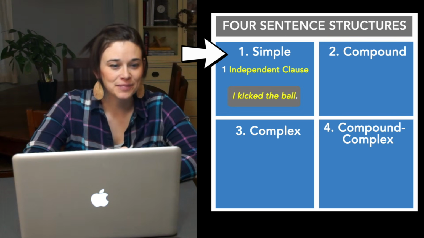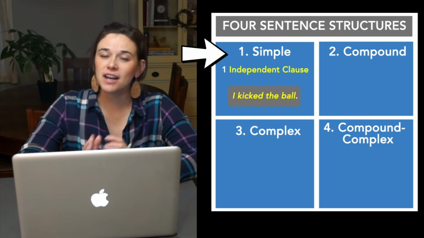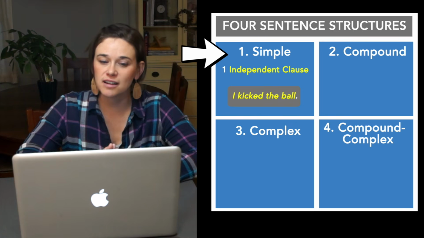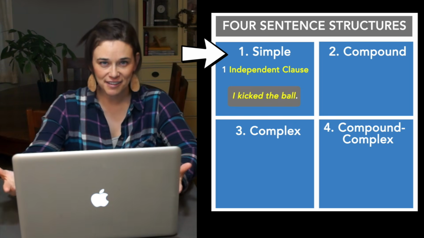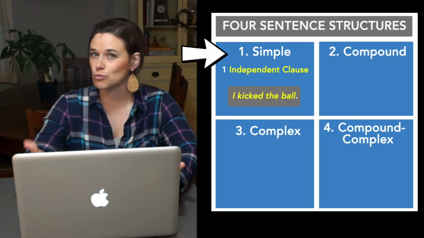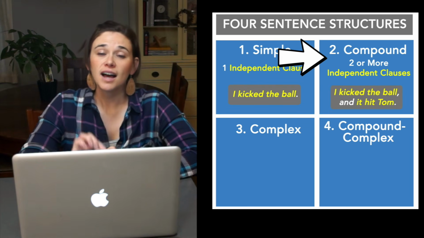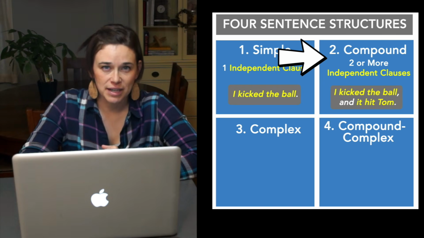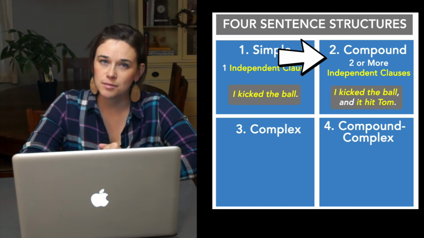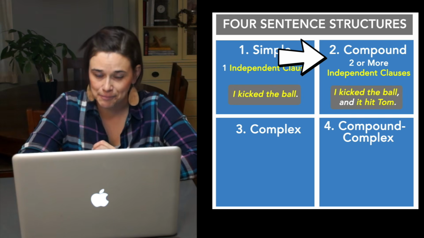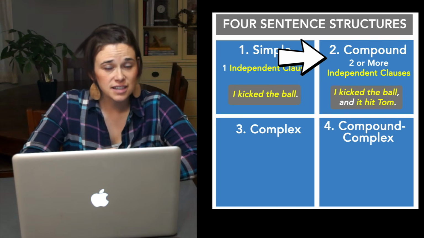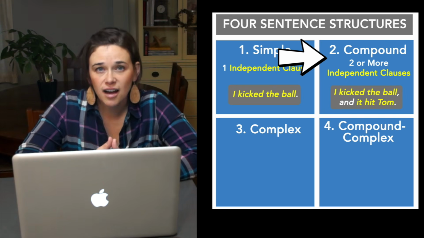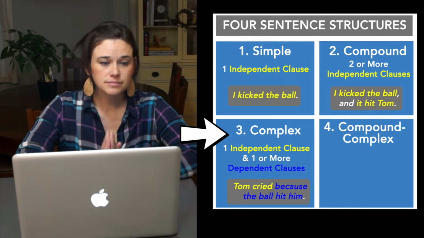Let's check it out. Simple sentences are made of just one independent clause. "I kicked the ball" is a simple sentence. It has one independent clause. Compound sentences are made up of 2 or more independent clauses. "I kicked the ball and it hit Tom." "I kicked the ball" is an independent clause, and "it hit Tom" is also an independent clause.